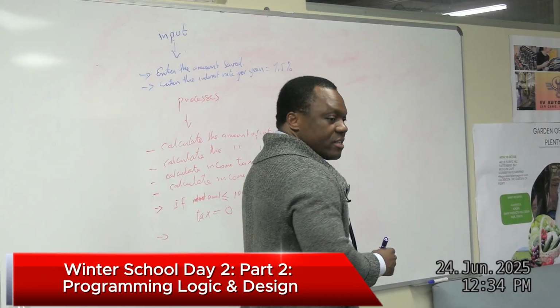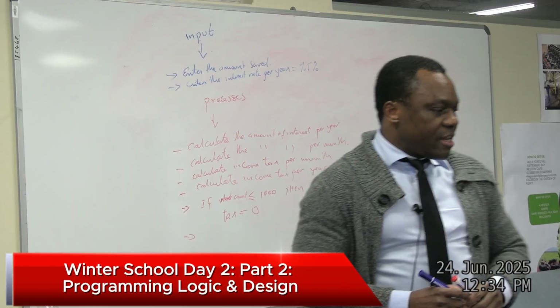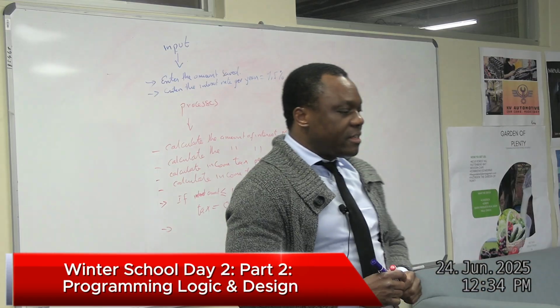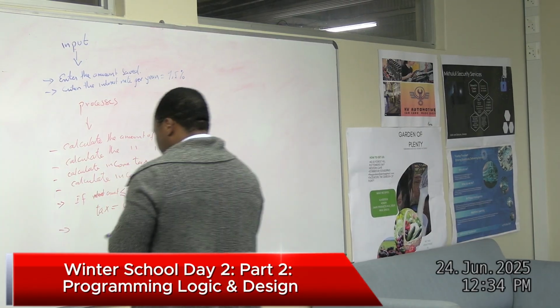If interest amount is greater than 1,000 and interest amount less than 2,000, the tax is 7. But why can't you say that? Because I've shared the table with you. Now tell me, what is it?